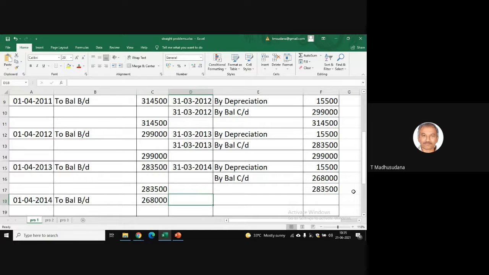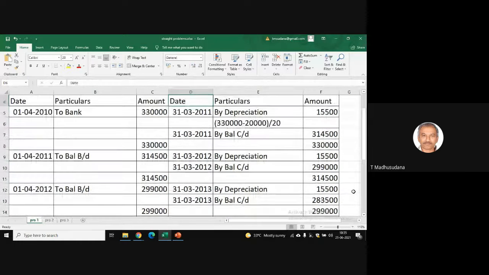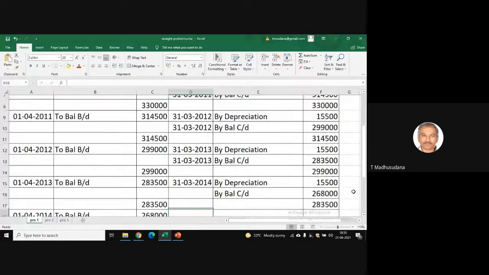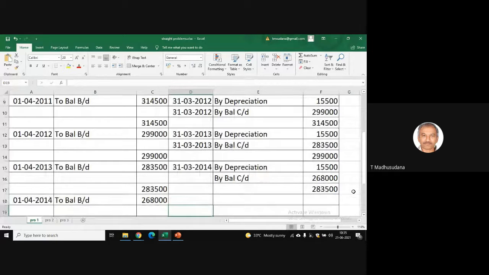We have completed 1 year, 2 years, 3 years, 4 years. We have completed 4 years.